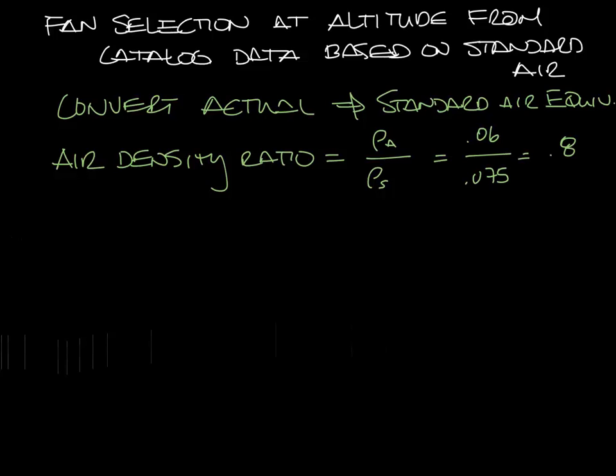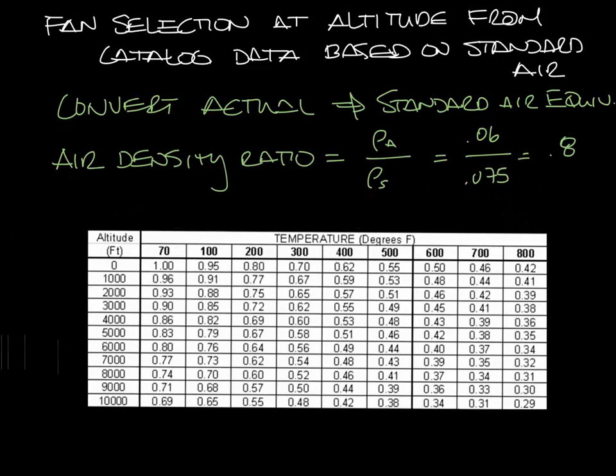I also showed you in a previous podcast that there are correction factor tables for various densities and temperatures. Remember that we're only talking about altitude here, but temperature affects density as well. I showed this one in the standard air podcast from a couple weeks ago, and you can see right here at 6,000 feet is 0.8.